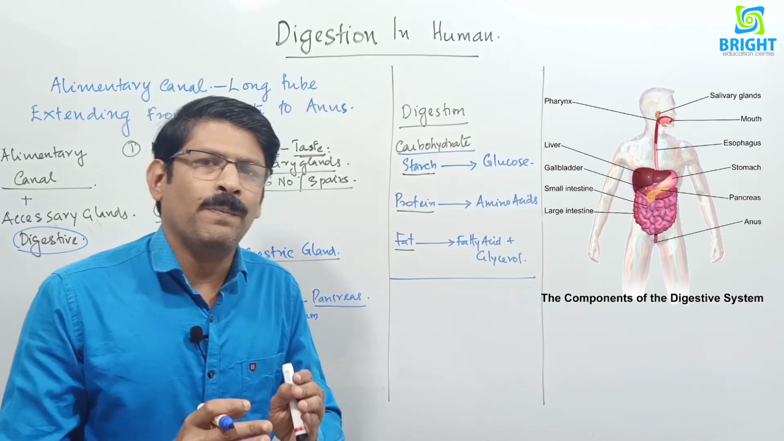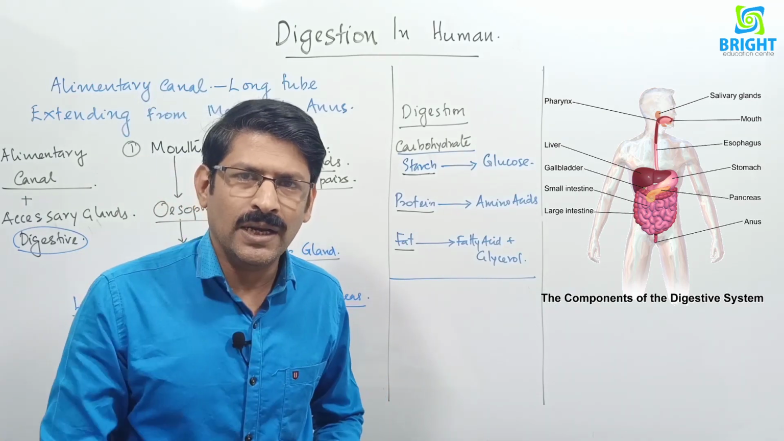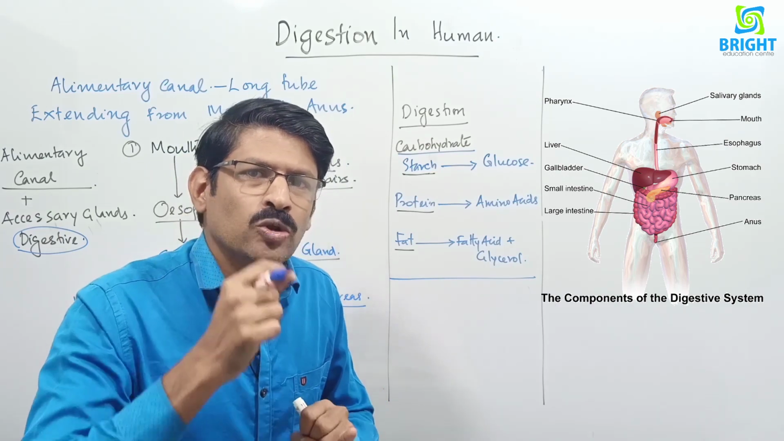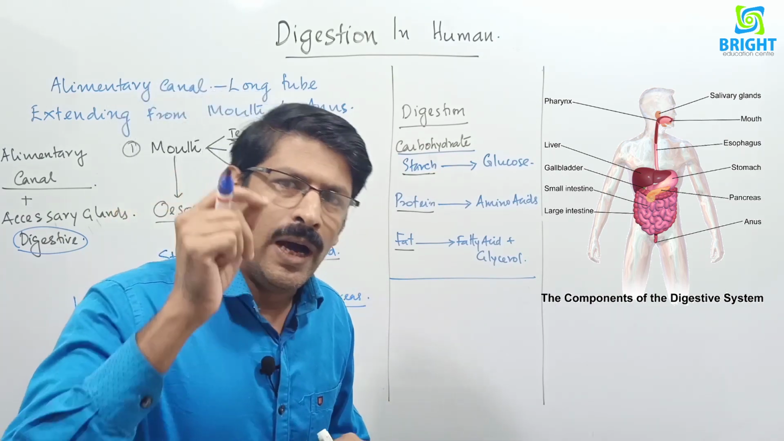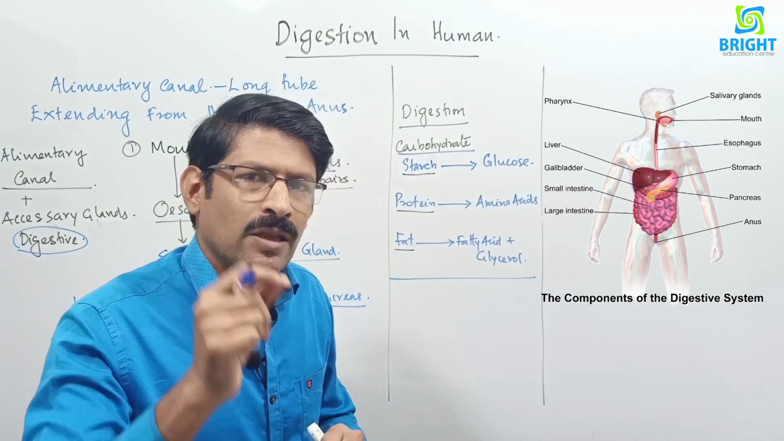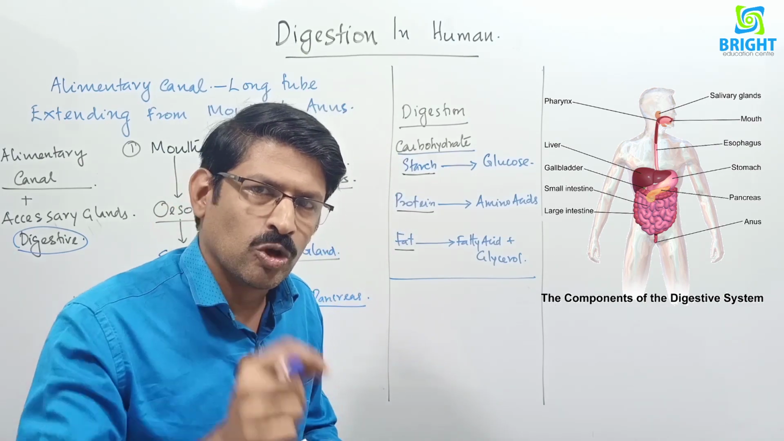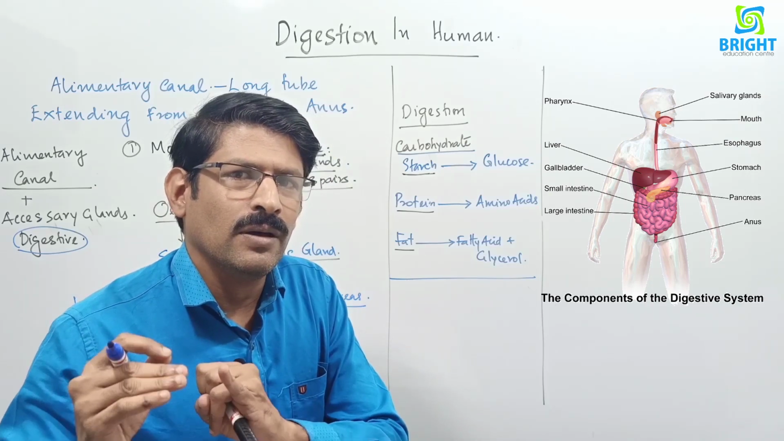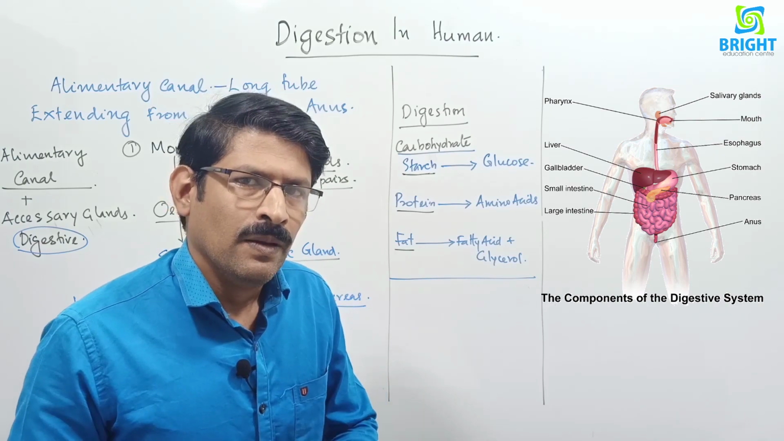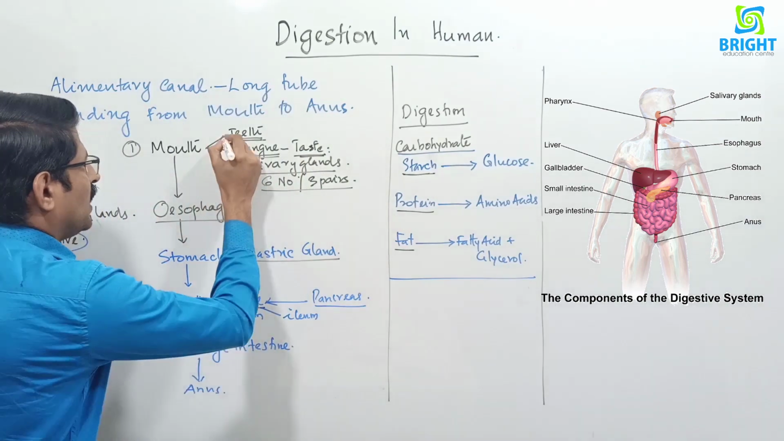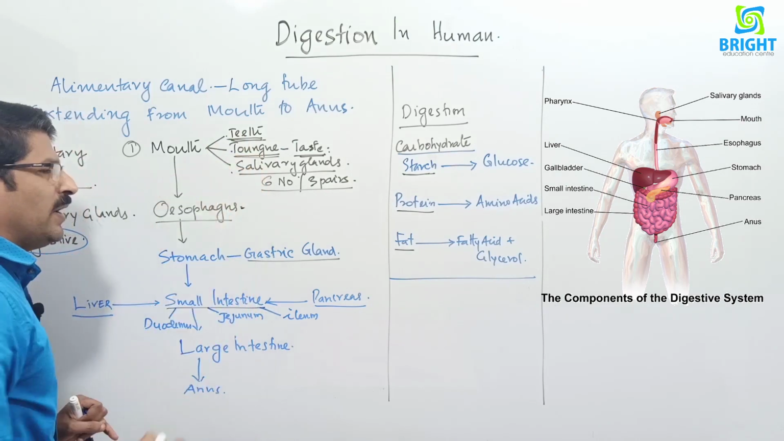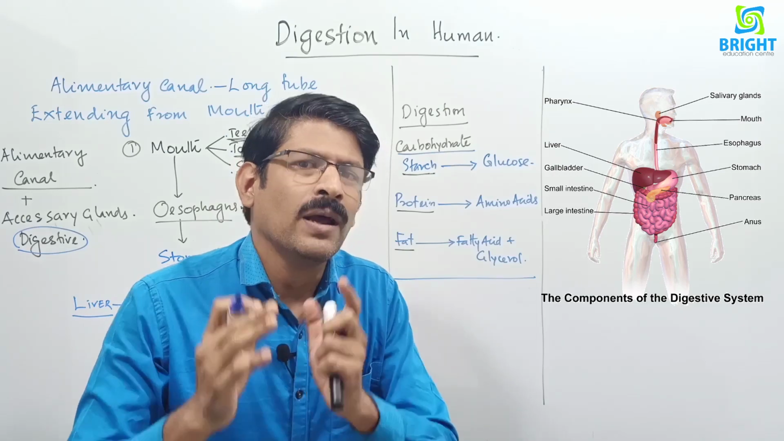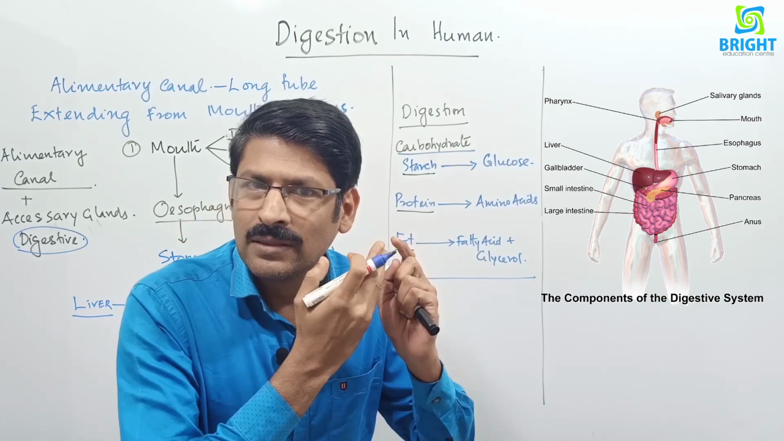So what are the different parts of the alimentary canal? It is a long tubular structure which starts from the mouth and ends in the anus. The first part is the mouth, then esophagus, stomach, small intestine, large intestine, and the external opening called the anus. The mouth is associated with three different organs: teeth, tongue and salivary glands. How many salivary glands are present in human beings? Six, three pairs, three on the right side and three on the left side.